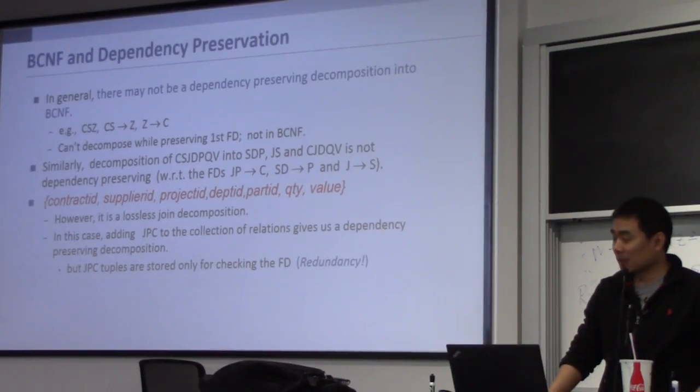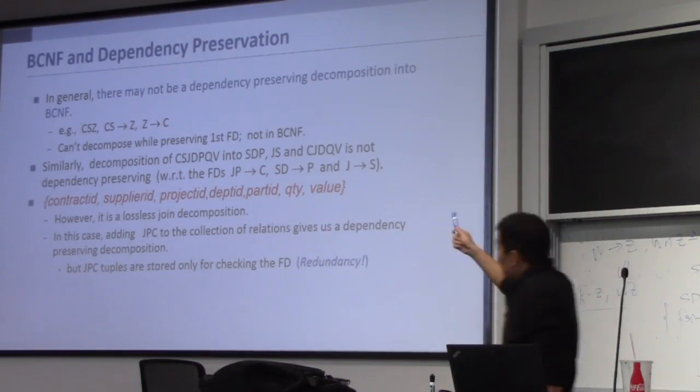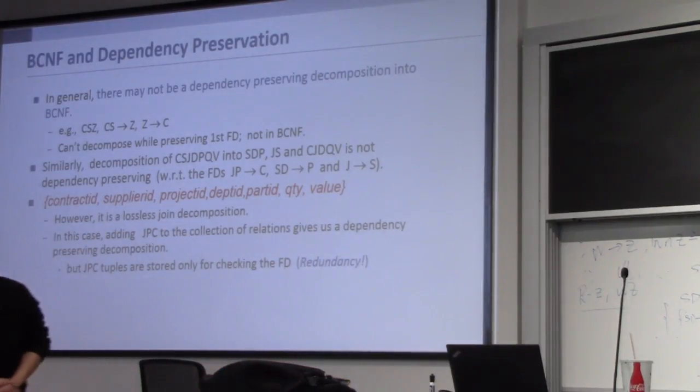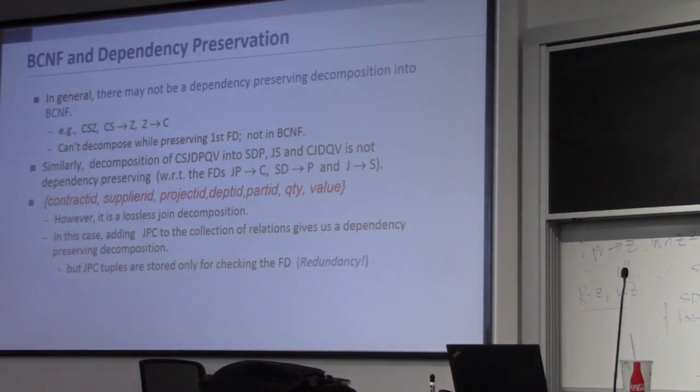Final slides, really just the last slide, is that in general there may not be a dependency preserving decomposition to BCNF. So for example, CSZ, you have a CS determines Z dependency, and Z determines C dependency. In this case, the first dependency is fine because CS is the key. CS determines C and CS determines S itself. So CS determines everything. So CS is the key. So the first one is okay. The second one, Z determines C, is not okay because Z is not a super key.